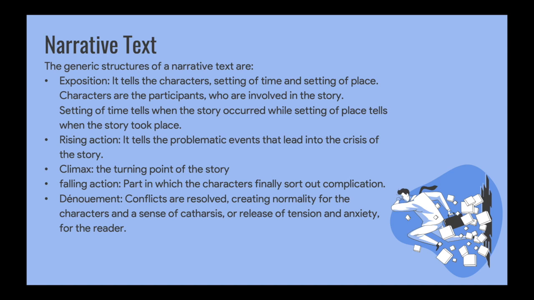Okay, so first we start off with exposition. So we tell who the characters are, when, where it happens. Okay, and then the characters are the participants who are involved in the story. Okay, and then there's a rising action. So basically that's where the problem starts, and it gets worse until the climax, the turning point of the story. And after the climax, we get the falling action, where the characters finally sort out the complication.